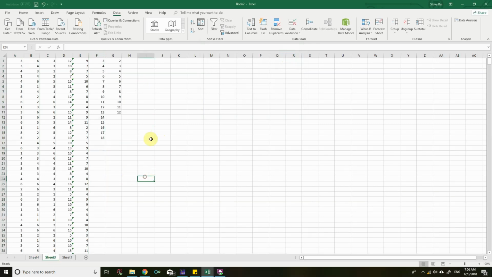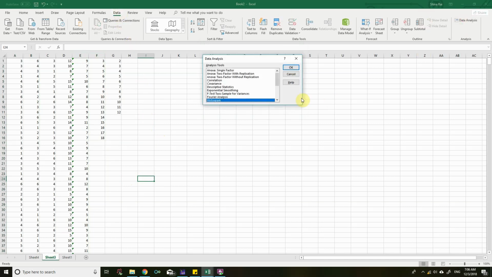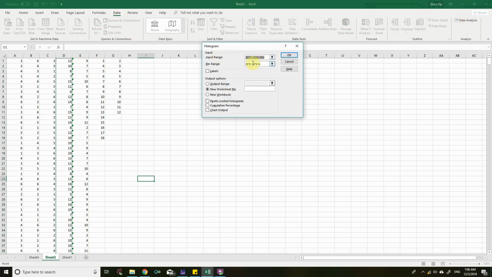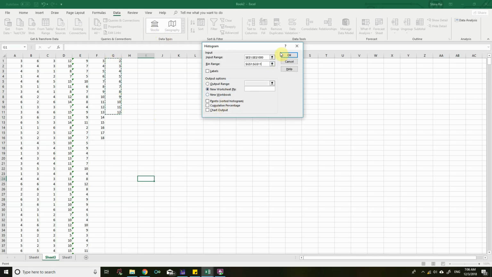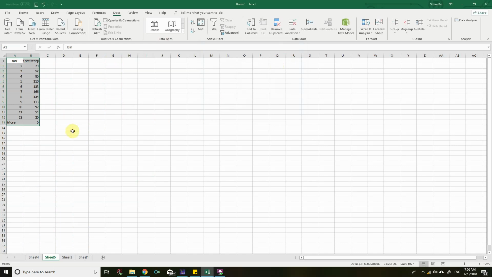Now let's go for the sum of 2 dice. It is again the same thing: data analysis, histogram, click on OK. Instead of D1 we go for E1 up to E1000. And this bin range is certainly a different thing for this one, so G1 up to G11. Okay, so click on OK. So this is the frequency table of the sum of 2 dice.